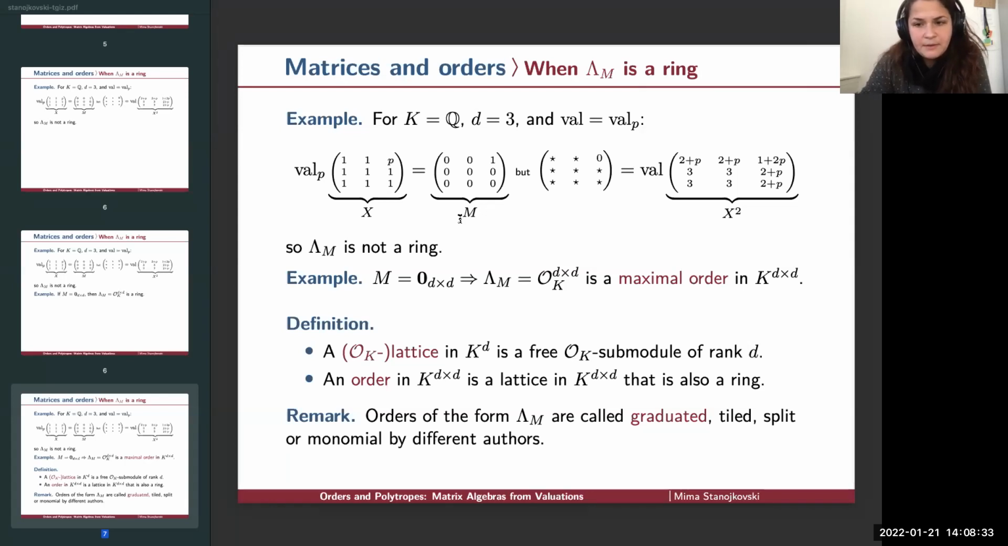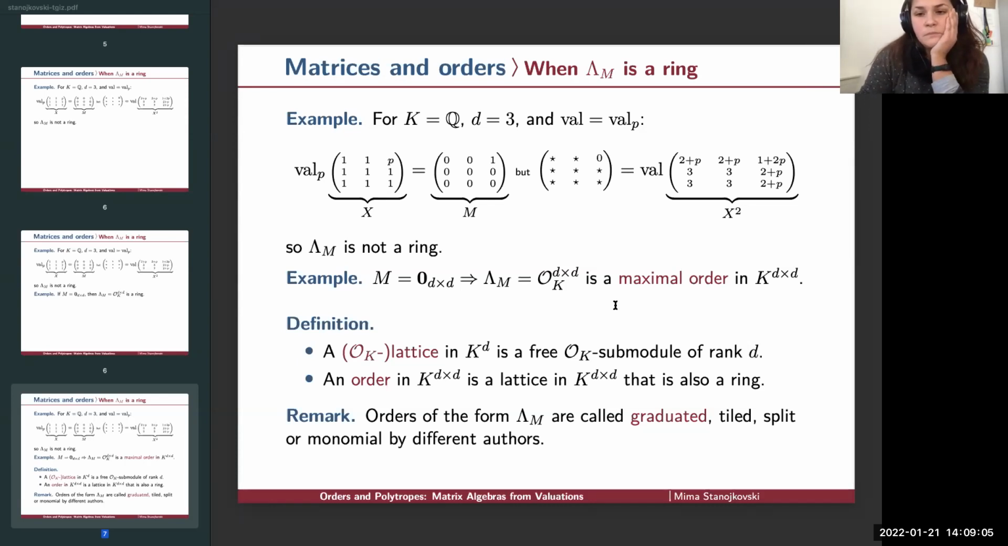So what do I mean? First of all, by an order. Well, to define an order, I first need the notion of a lattice. And a lattice in K^d is just a free submodule of full rank. And an order is just a lattice like that that also has the structure of a ring, so it is multiplicatively closed. And maximal just means that it is not properly contained in another order.